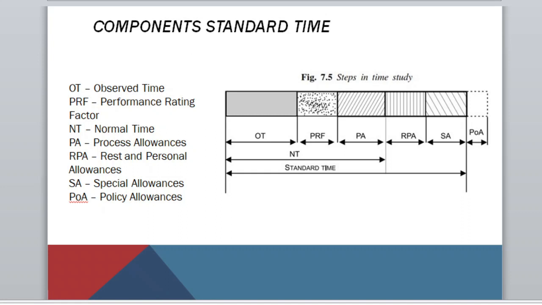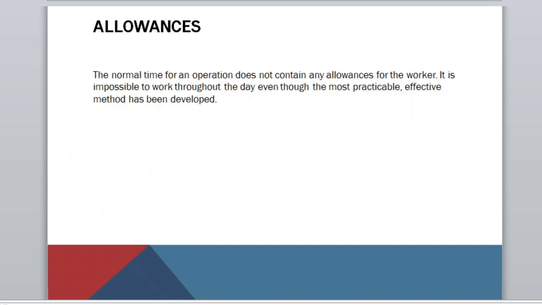As you can see in the figure, OT stands for the observed time, PRF is the performance rating factor, and NT is the normal time. The process allowances are PA, RPA is rest and personal allowances, SA is special allowances, and POA is policy allowances. Now, let's talk about what these allowances are.